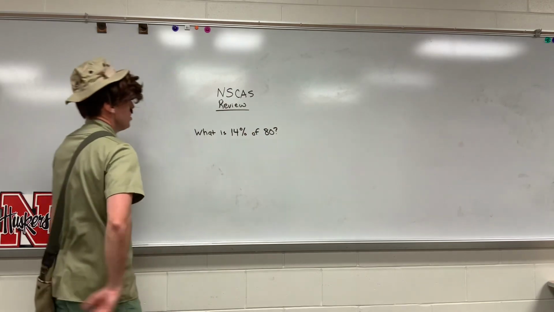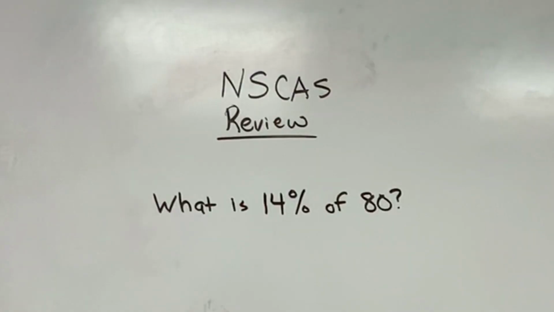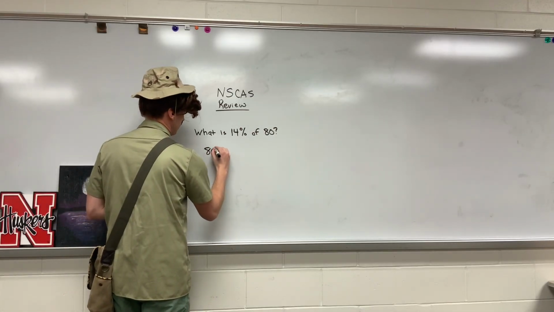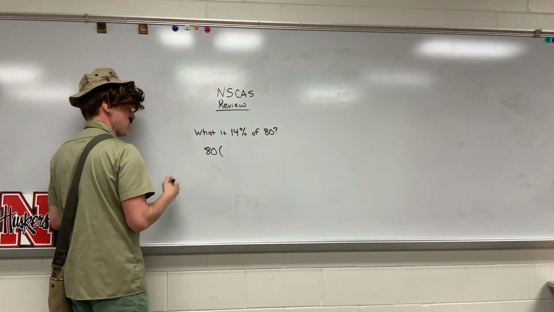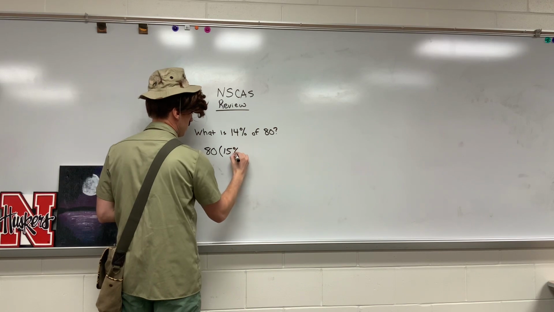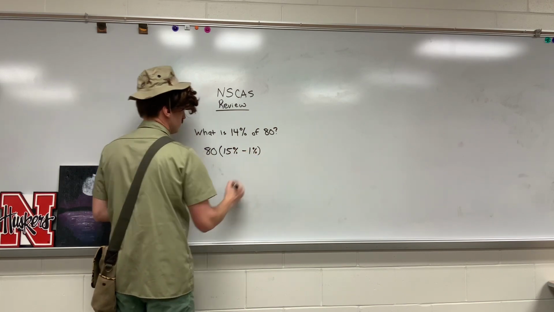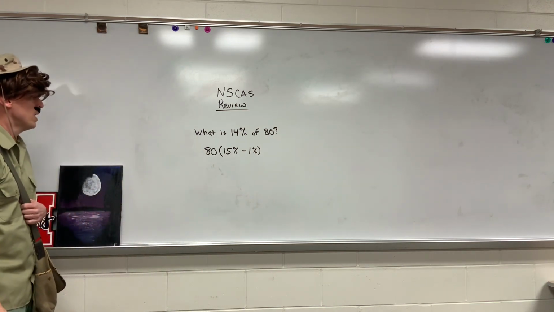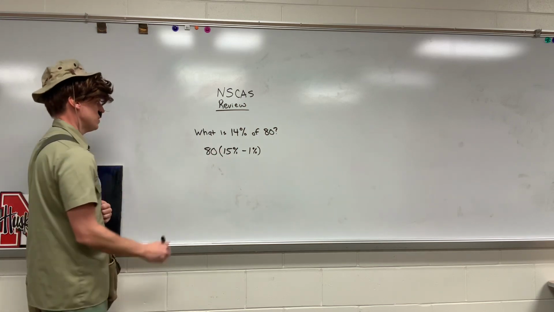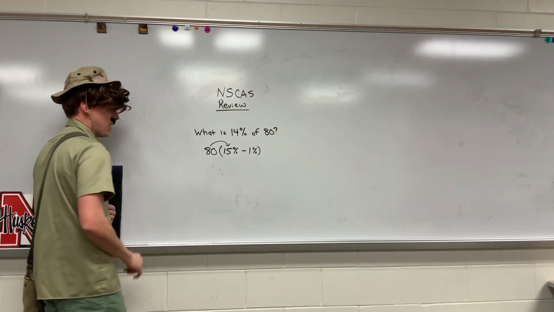Alright, moving on. What is 14% of 80? Alright, what I would do is say, okay, well, what's 15% of 80? Okay, 15%. And then subtract 1%. Right? I mean, that should make sense. Okay? So, that's going to equal 13%. Now, let's go this direction first. This is the distributive property. Okay? So, 15% of 80.